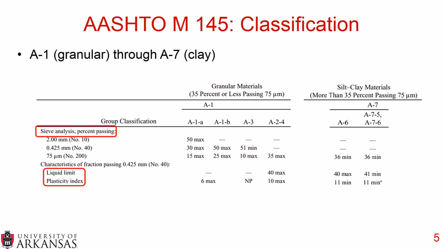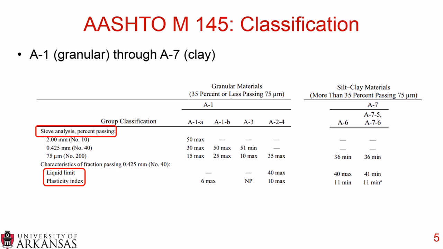I do want to emphasize, however, that for the classification and for the discussion of in-place stabilization, the sieve analysis, the liquid limit, and the plasticity index are the three most important characteristics. And if you take a look at AASHTO M145, there's actually more rows, so there are more that goes into determining the group classification. But I just wanted to highlight the sieve analysis, the liquid limit, and the plasticity index.